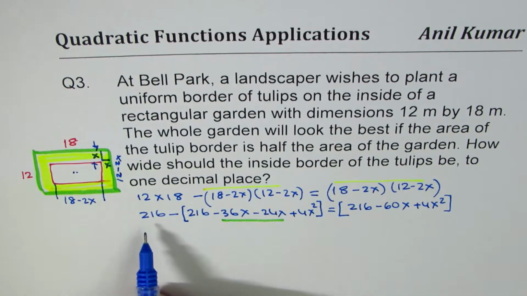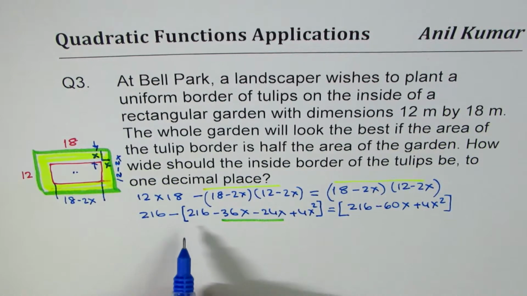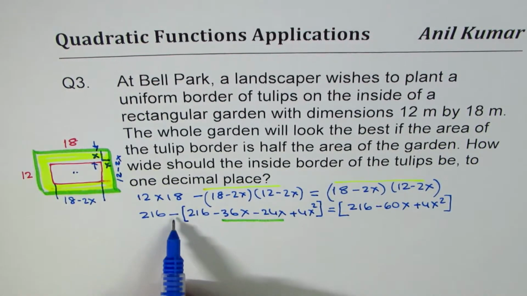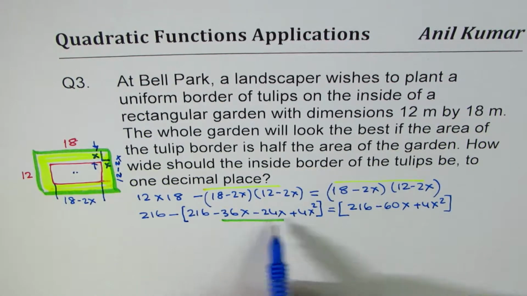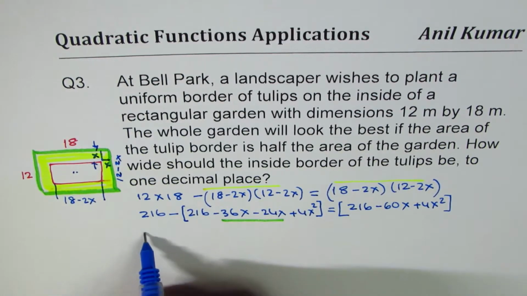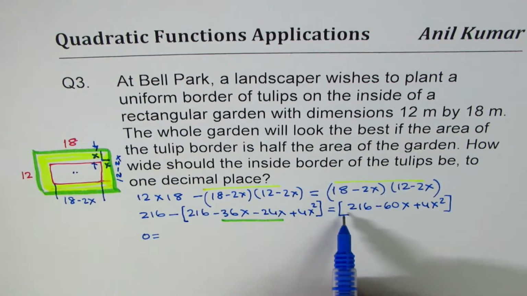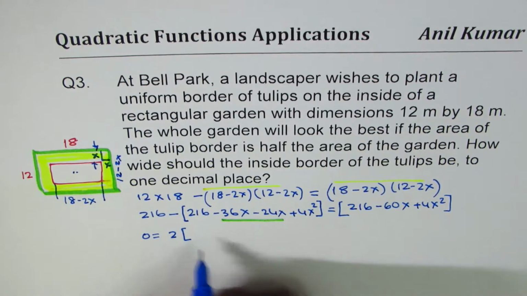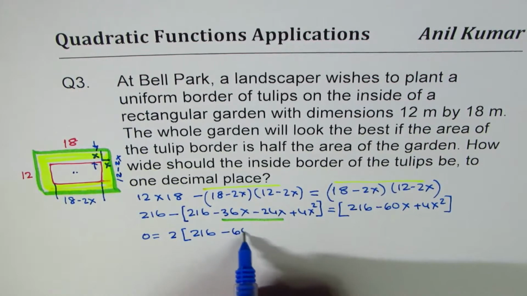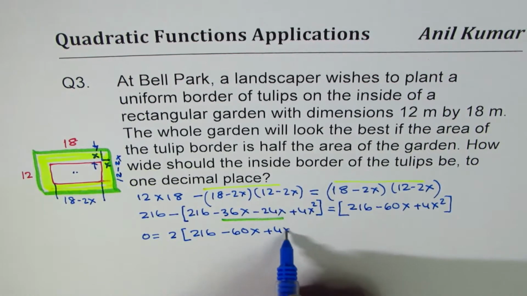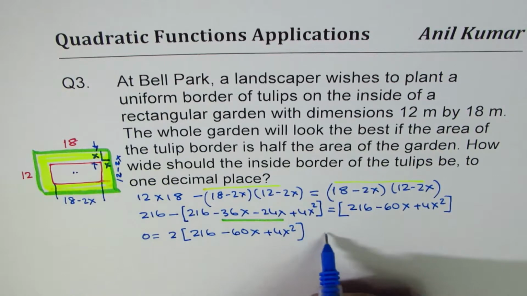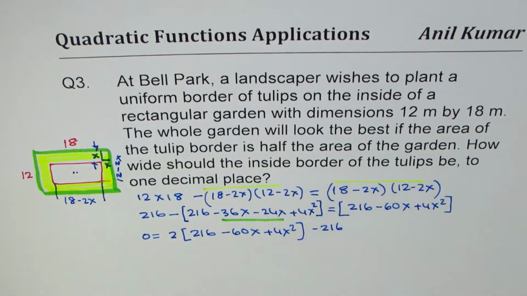Now I'll bring all these terms to the right side. Now this negative becomes positive and all this is same as this. So we could write 0 equals 2. So when I bring all this to this side, it becomes 2 times all this, which is 216 minus 60x plus 4x squared minus 216. Do you see that? So that is how we get a simplified equation.